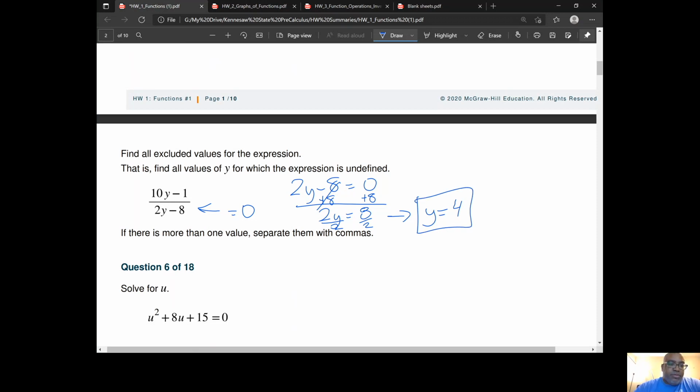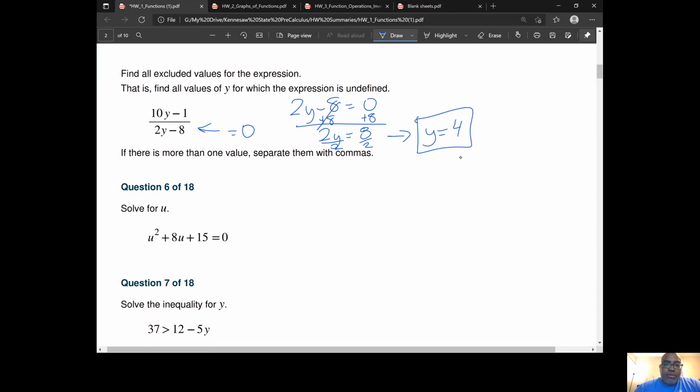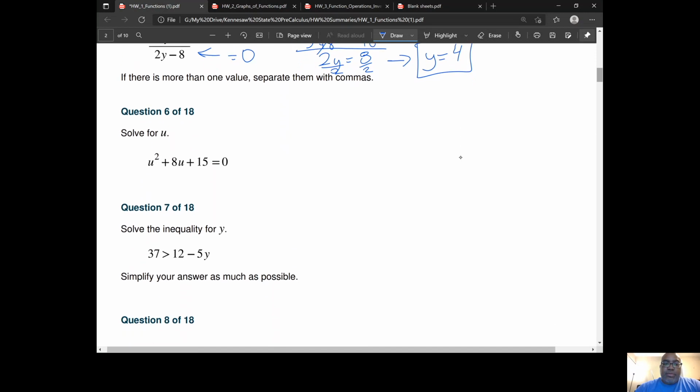That's my answer. And there is only one value because that's a linear equation. There's only one solution to it, if any. Well, technically, it's either no solutions, one solution, or infinitely many solutions. But we'll deal with that when we need to, if we need to.